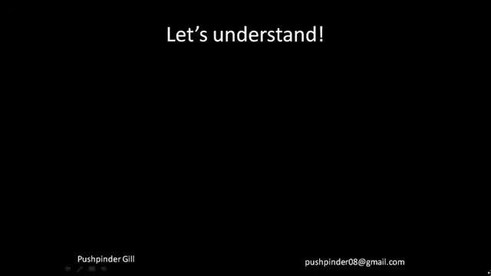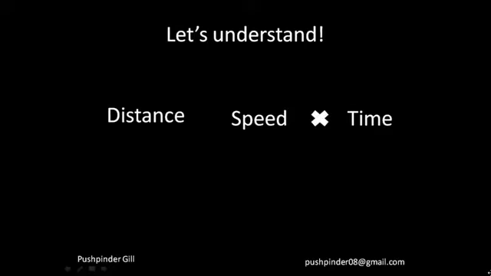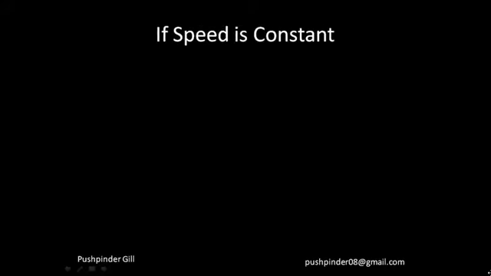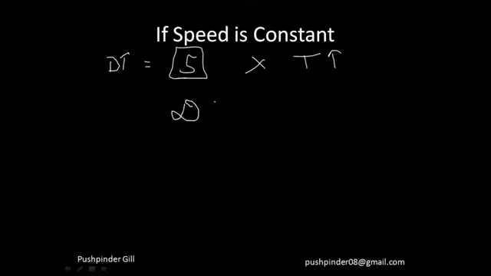Now let's see the variation part. Let's understand this expression: distance is equal to speed into time. Now let's suppose I keep the speed constant, so it does not change. If I increase my time, the distance is going to increase. If I decrease my time, my distance is going to decrease. That means there's a direct relationship between distance and time, provided speed is constant.